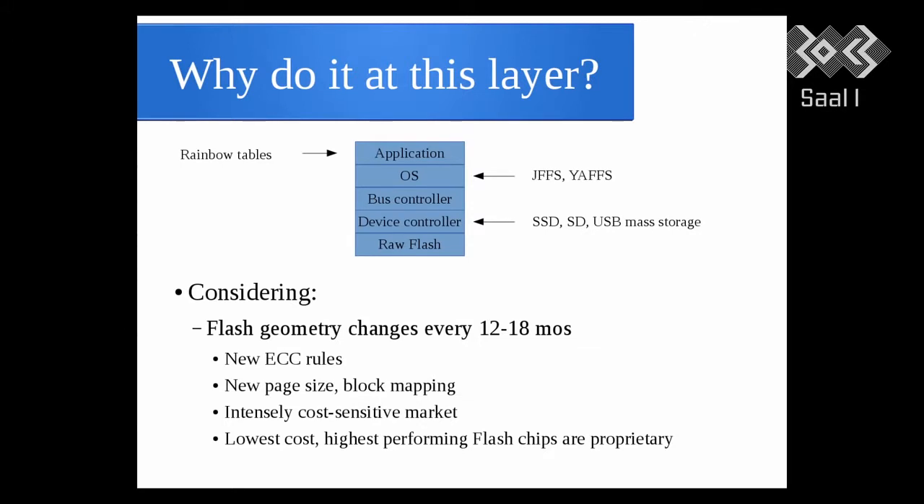Typically, the flash geometry, the geometry of the fabrication of the chip, is changing every 12 to 18 months at a very fast pace. And with every new process generation of making flash chips, there's a new set of ECC rules. They use stronger and harder ECC. There are new page sizes and block mapping algorithms. And this is an intensely cost-sensitive market, so the lowest cost and highest performing flash memory will tend to have very proprietary specifications around what you're required to do to make the flash actually appear to be reliable.